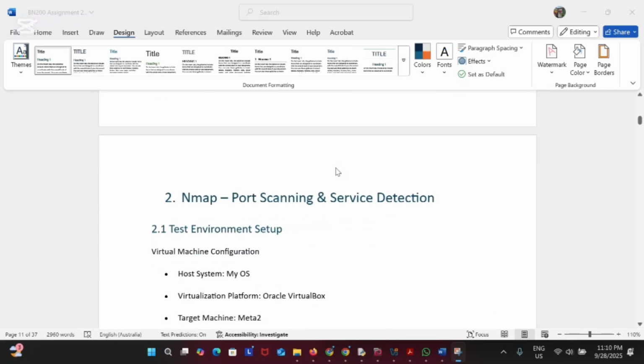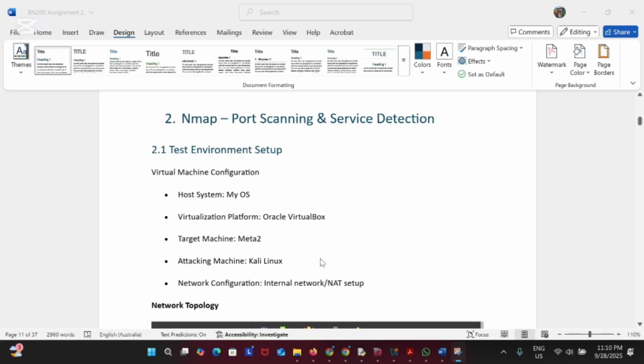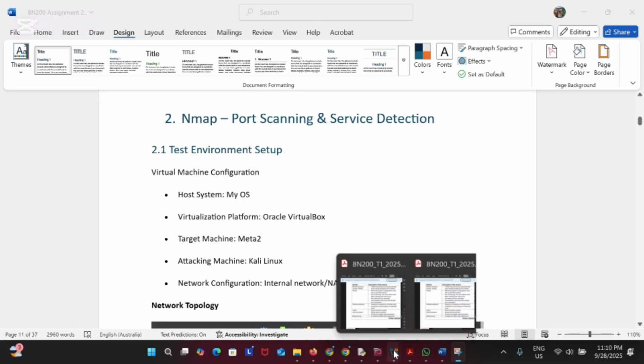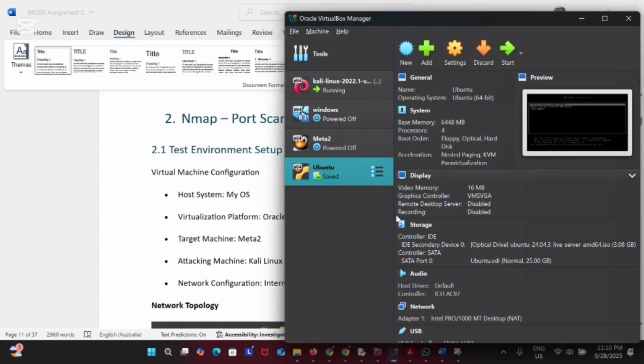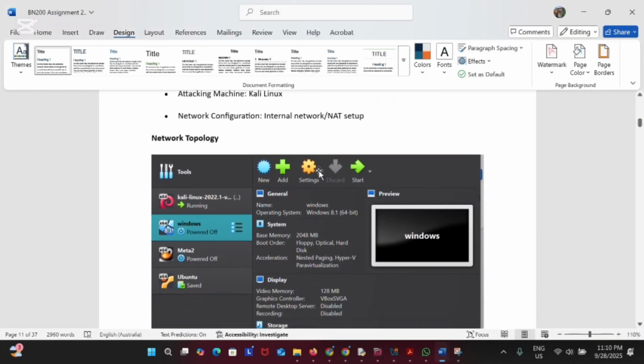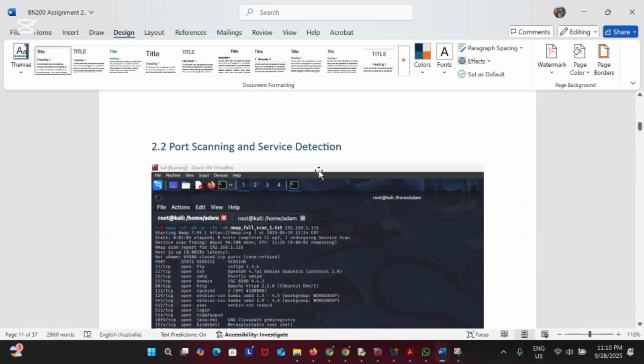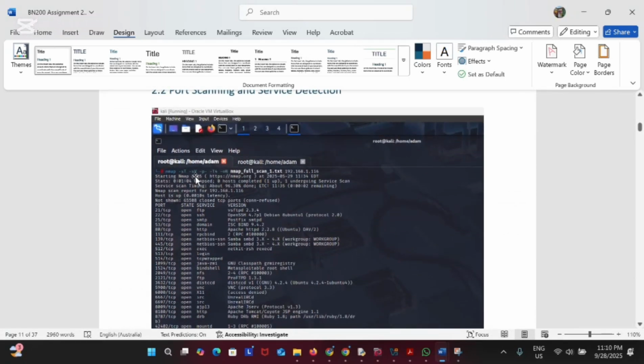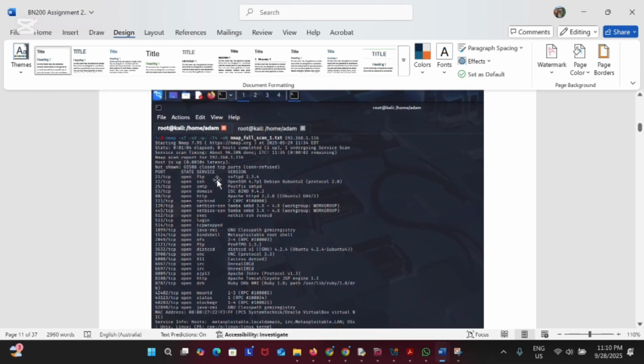Firstly, talking about my part, our test environment consists of Kali Linux as the scanner and Metasploitable 2 as our target system, both running in VirtualBox with isolated network configuration for safe testing. We begin with comprehensive port scanning using Nmap -sT -sV -p for version detection.